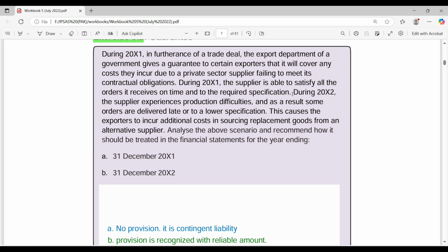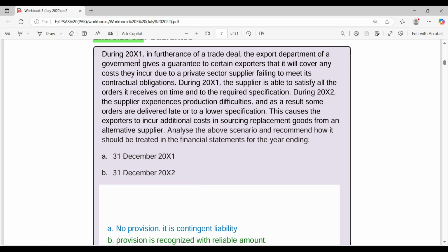See, during 2000 X2, the next year, the supplier experienced production difficulties and as a result, some orders are delivered late or to a low specification. This caused the exporters to incur additional cost in sourcing replacement goods from an alternative supplier. Now you see that there is a defect in the completion of the contract in the supply of the products. Now a provision is recognized with a reliable amount.